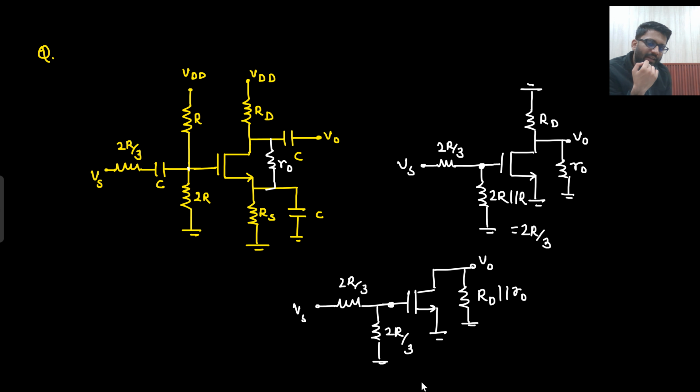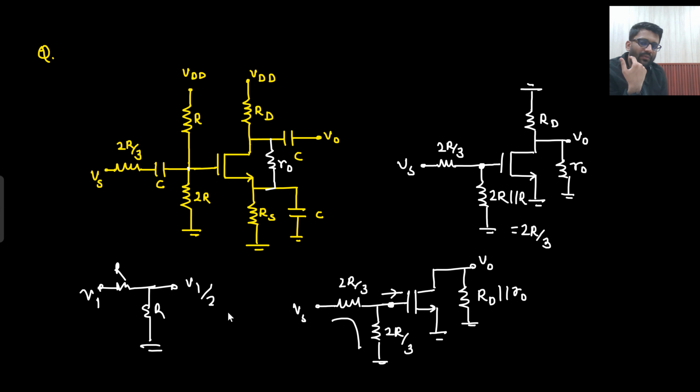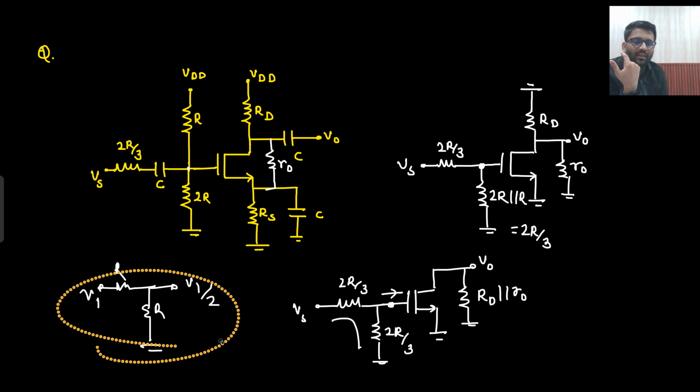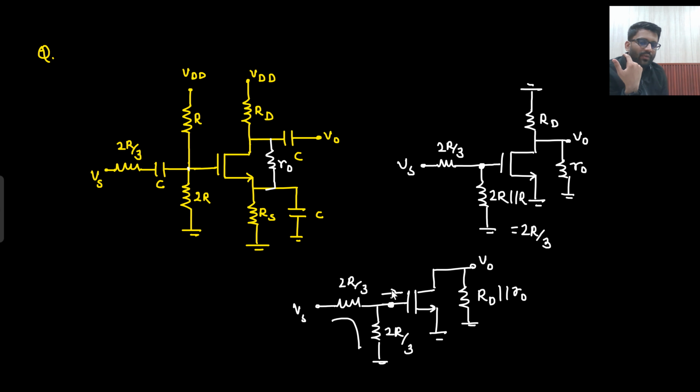So how much potential are we getting here? This will drive 0 ampere current, so can I apply potential division? Yes, 2R by 3 resistance, 2R by 3 resistance. If this is my R resistance and this is my R resistance, and here I apply V in, V1, what will be the potential here? V1 by 2. Same thing we are doing here: 2R by 3, 2R by 3. So what will be the potential here? Vs by 2.